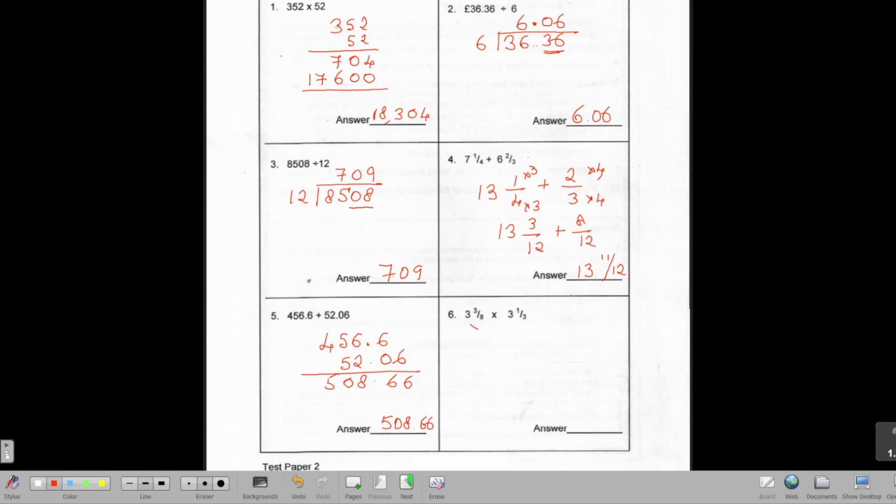Here we need to make the improper fraction. 8 times 3 is 24 plus 3 is 27 over 8 times 10 over 3. Can cancel. 3 will go in there, 2 will go in here, 2 will go in here. 9 times 5 is 45 over 4. 4 will go into 45 11 times. 1 and 4.